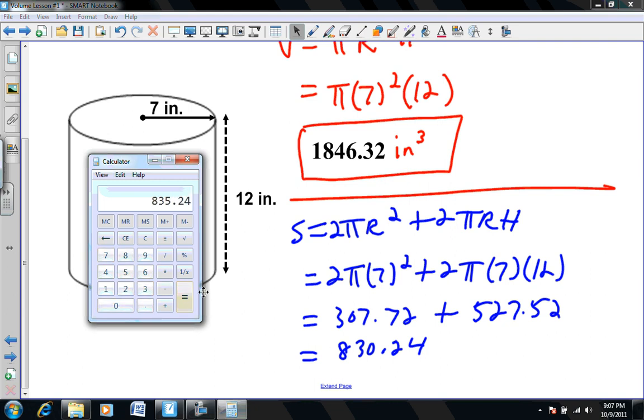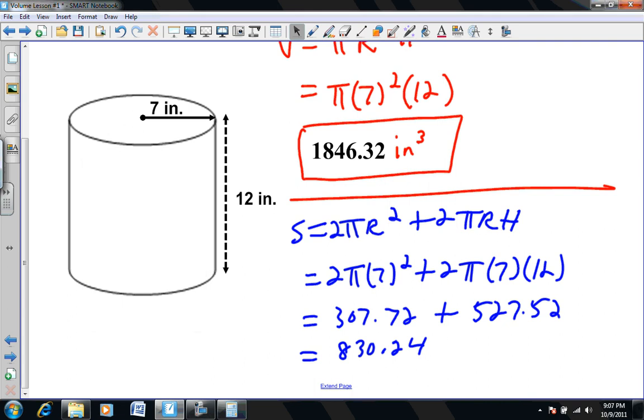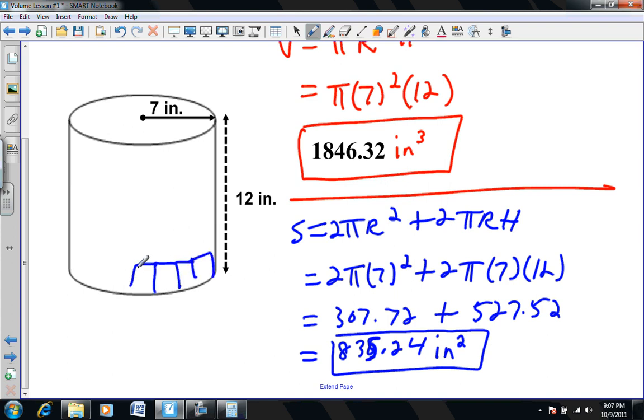307.72 plus 527.52 is 835.24. Let's try it. Right, that over again. There you go. And what did we just find? We found the number of squares it takes to cover the outside of the object. Okay, that's what surface area is, the number of squares it takes to cover the outside surfaces of the object.